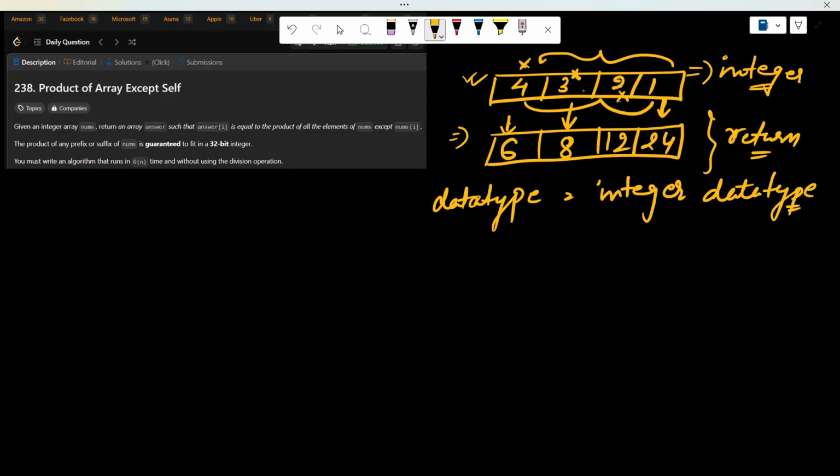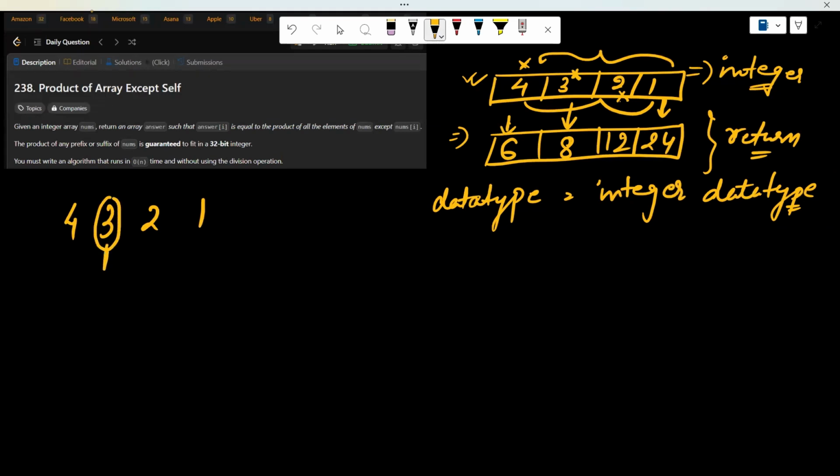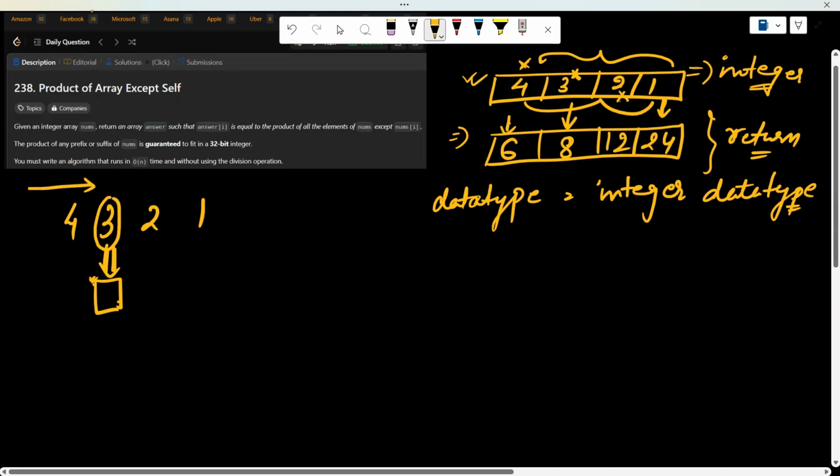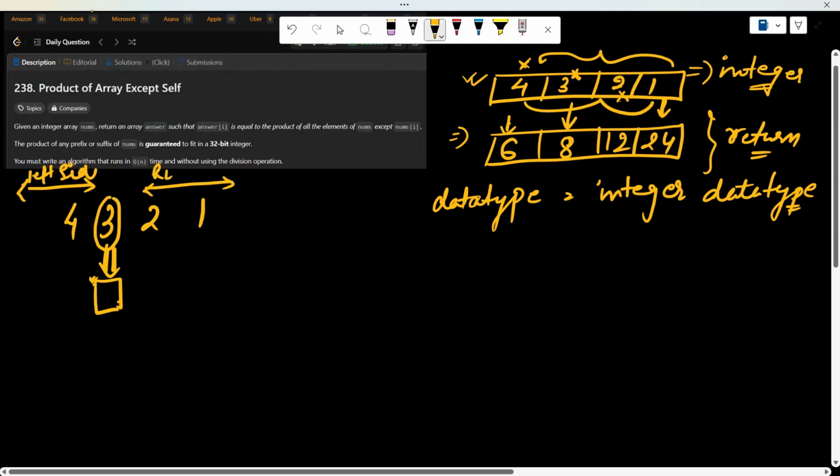Now let's see how we can solve this question. Taking a similar example, 4, 3, 2 and 1. Suppose we want to find the value at this position in the answer array. For that, can we say we need to know the product of all the elements on the left side of this number and the product of all the elements on the right side of this number? If we know these two values, we can easily multiply them to get the value at this index.